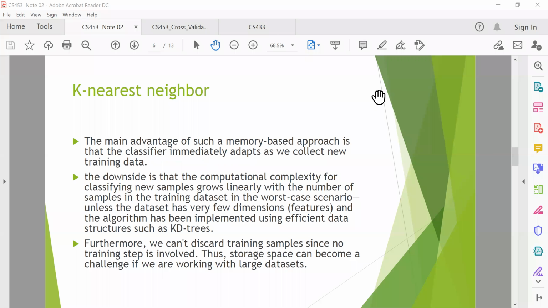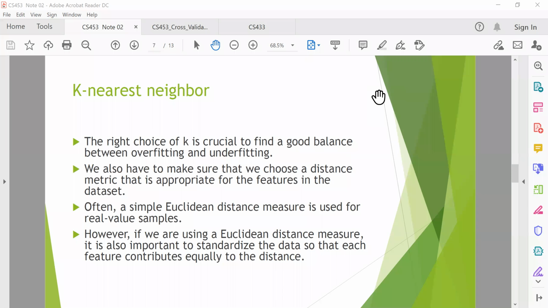So this is the K nearest neighbor classification's advantages and disadvantages. Some other points about KNN is the number of neighbors. So what's the optimal number? This is also crucial, because we need to find a good balance between overfitting and underfitting. And just remember for our machine learning that overfitting and underfitting we need to deal with.